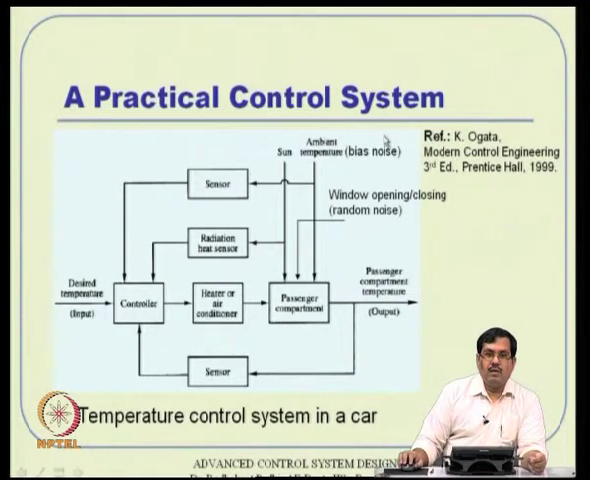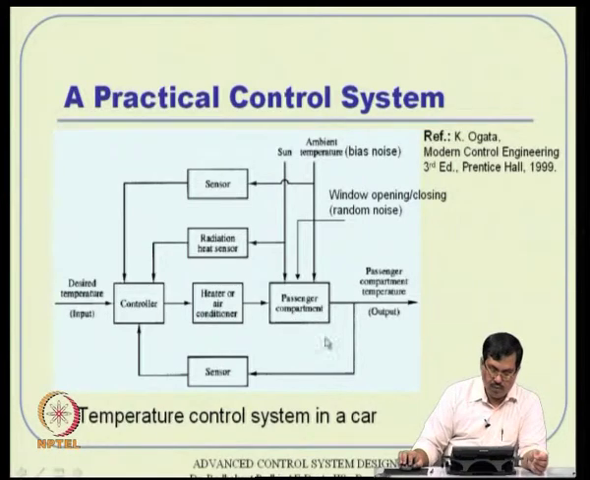When you see a practical control system, you see many components here. Okay. This is a typical temperature control system in a car, where this is your system you can imagine. And then this is your controller primarily, either a heater or a conditioner or a cooler essentially, and then this is the passenger compartment that you are interested in actually.